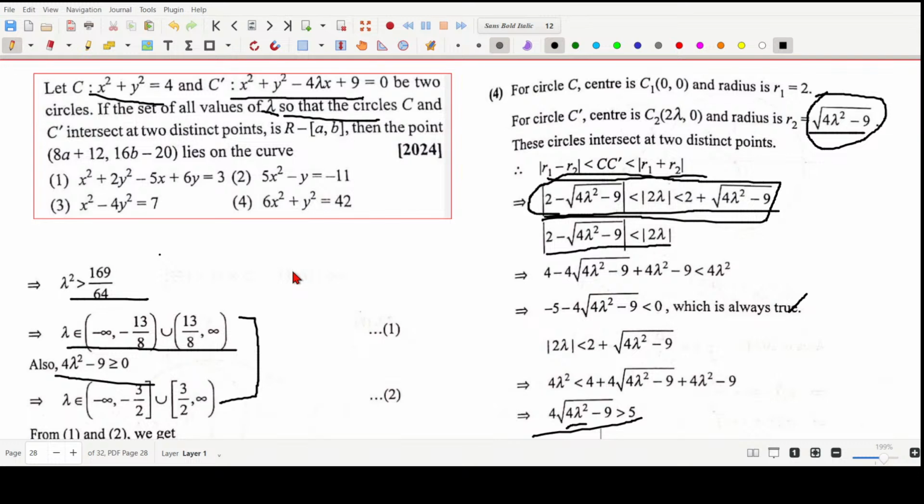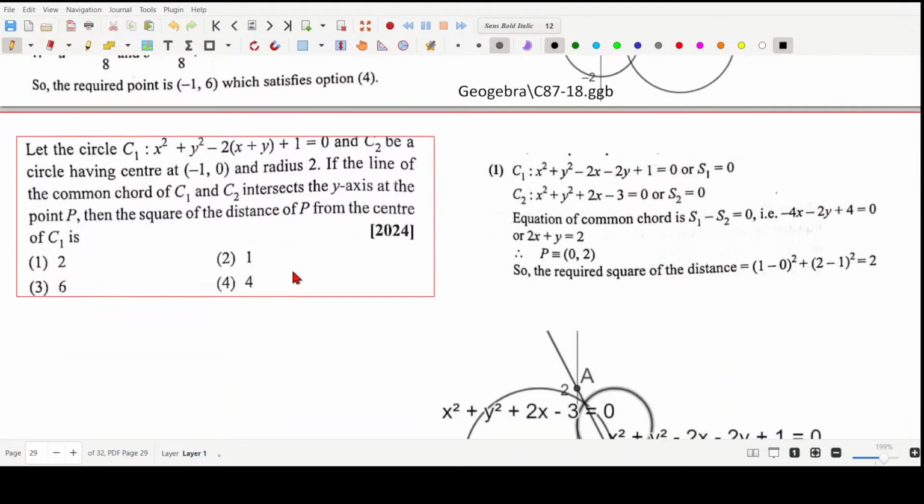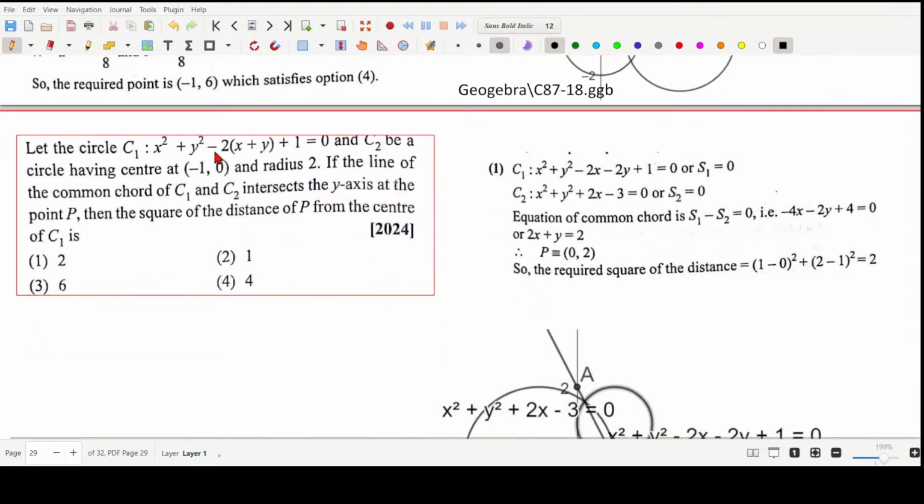Done? Okay, cool. So there is a circle C1 and there is a circle having center this and radius this. That means you know the equation of the circle C2 also, right? We know both circles, C1 and C2, all details.